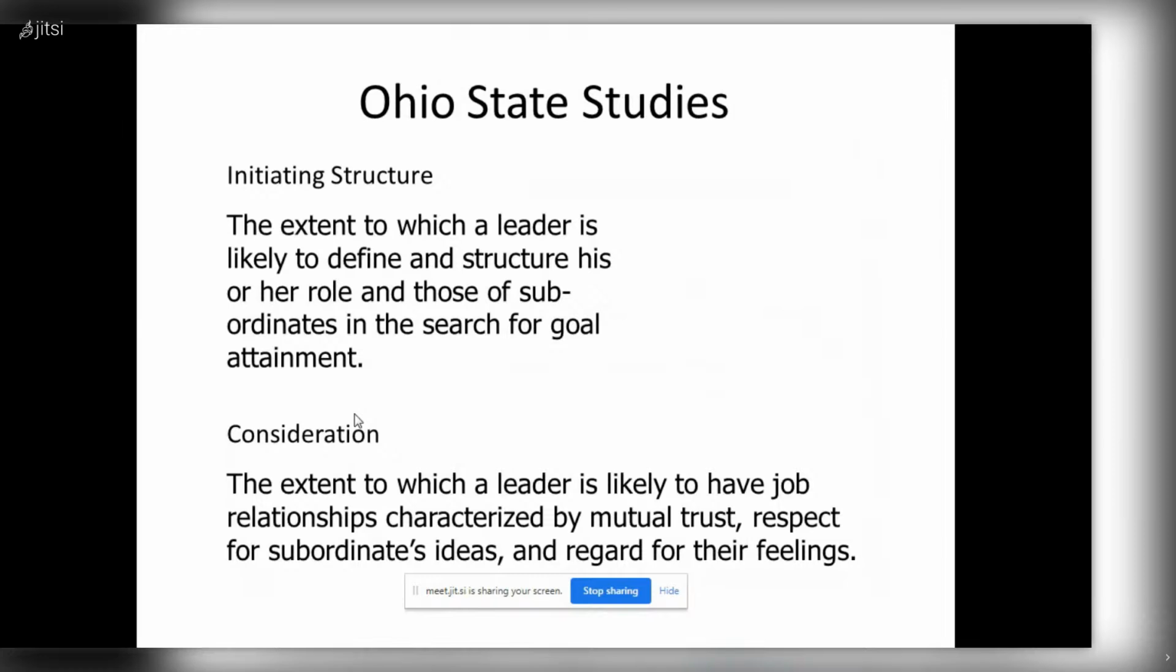Initiating structure refers to the extent to which a leader defines his or her role and the roles of group members in attaining goals. It included behaviors that involved attempts to organize work relationships and goals.